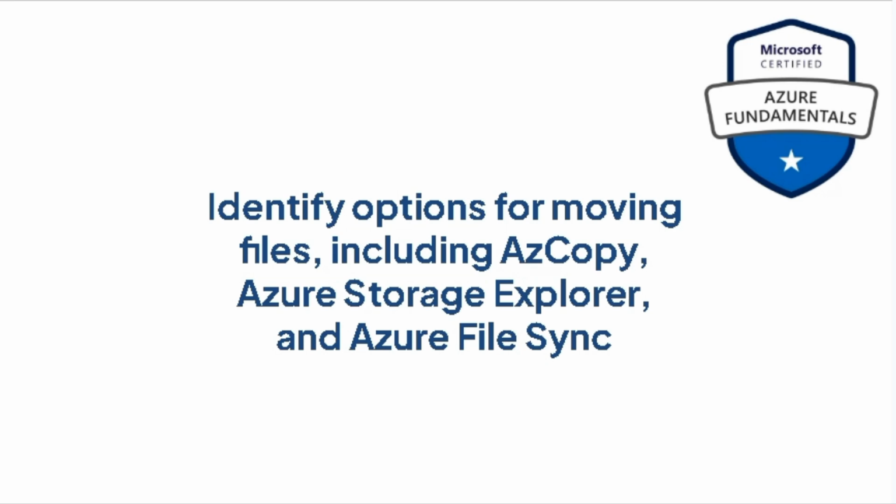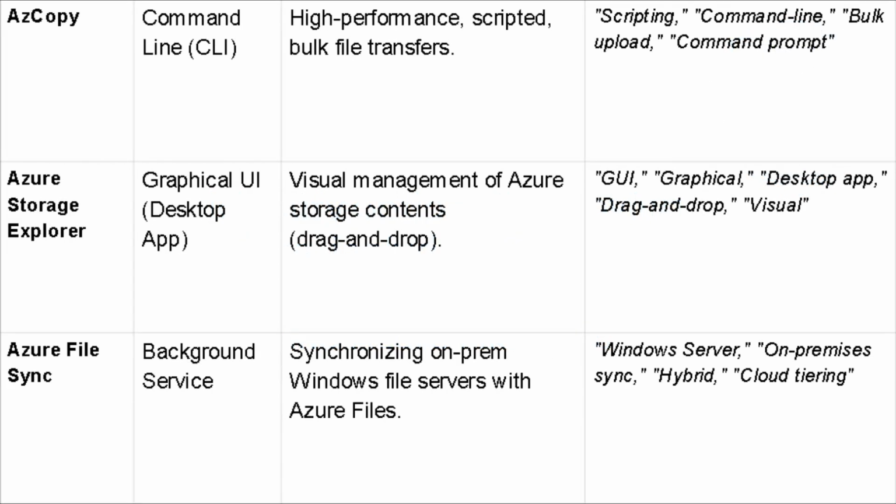And on the next slide, we're going to be able to identify this with a chart that I created for you. So let's go to the next slide. So here's our chart. What I recommend you to do, pause the video and then copy and paste, or write this down, and then put it in comments or put it in your notes. So basically AZ Copy uses the command line interface, and this is high performance scripted bulk file transfer. Keywords to remember are that it's scripting, command line, bulk upload, and then the command prompt.